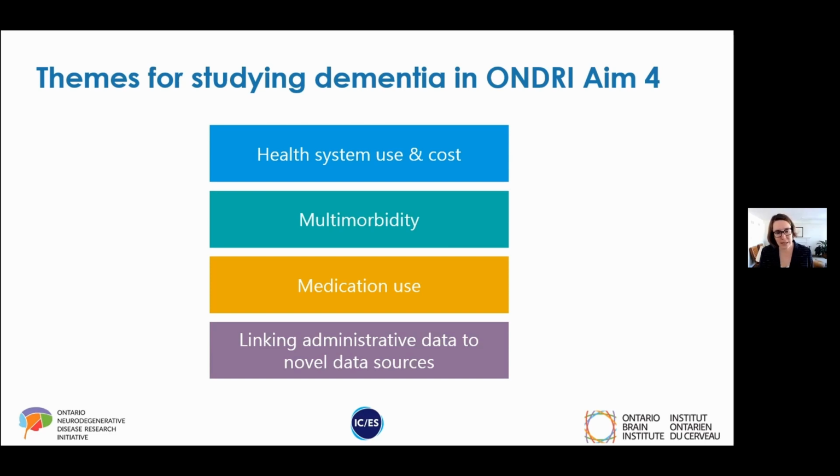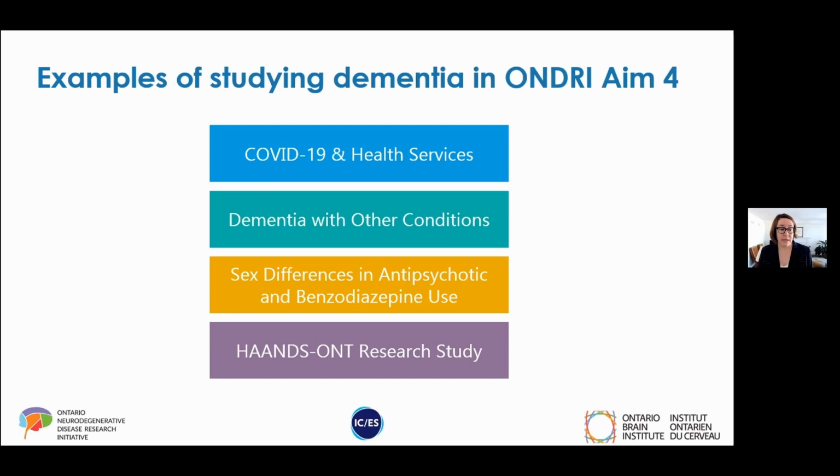We have a series of studies looking at medication use. Obviously, there are some dementia-specific medications, but also medications that are used in older adults more broadly. And then we're also very interested in trying to think about how to extend the administrative data with rich clinical cohorts, with electronic medical record information and other kinds of studies. So the examples that Laura is going to talk about today fit into each of these themes.